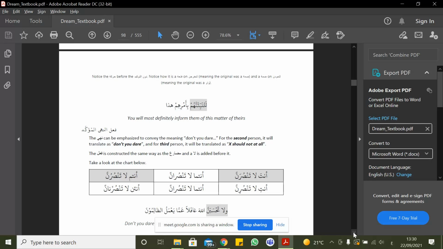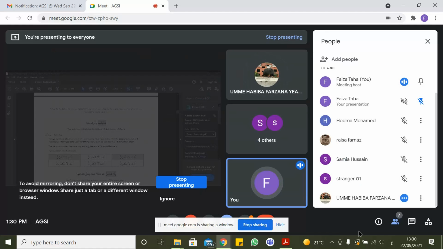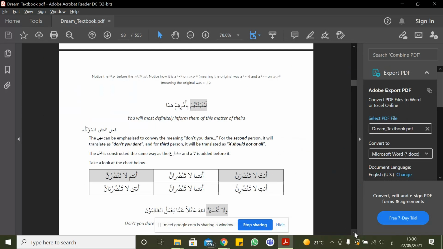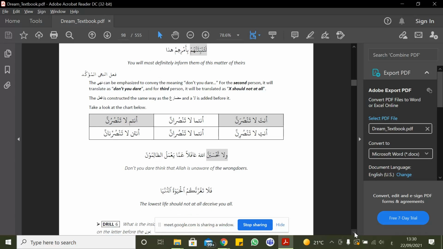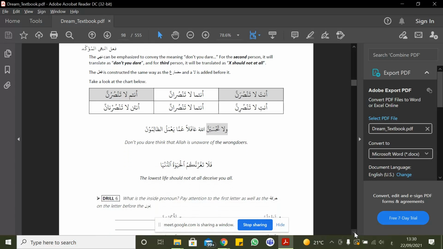Then the example. Okay, thank you, Sister Mabiba. I want Sister Hodma to do the example because she was not there with us yesterday. So this way I can explain it to her. Sister Hodma, please. Okay.